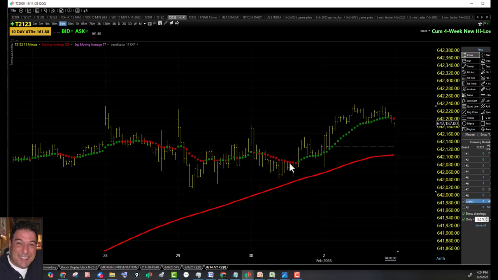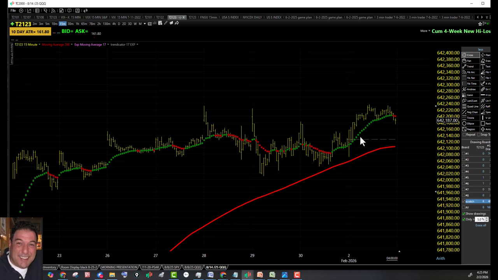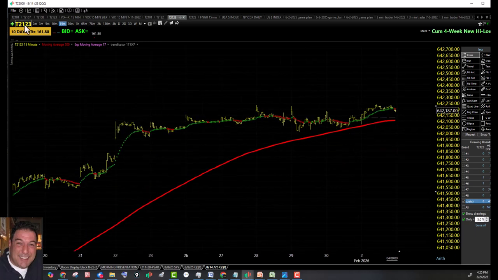Okay? They needed to take out this low. They failed here, and they failed here. So we're still in an uptrend. Of course we are, because we made new all-time highs, right? So that's bullish and in an uptrend on the T2123 15-minute chart.